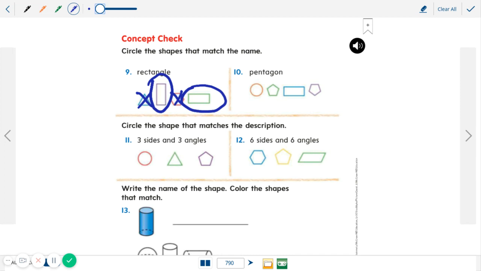Number 10, we have a pentagon. The first shape is a circle, so I'm going to X that out. The second one is a pentagon. The third one, that one looks familiar, that's a rectangle. And the last one is a pentagon.